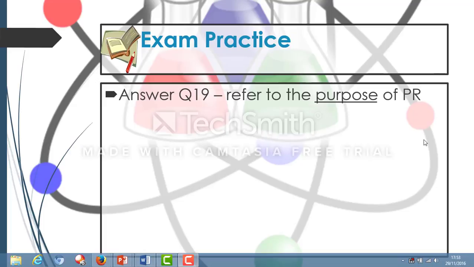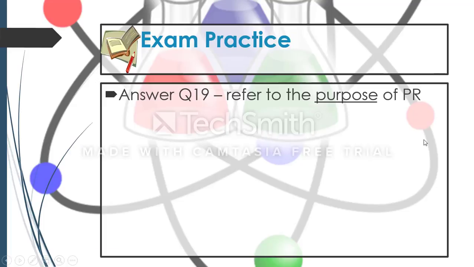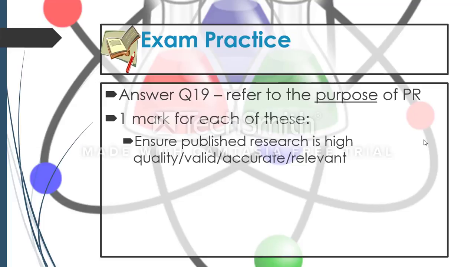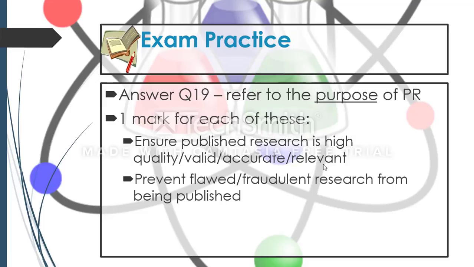Okay, so you can now mark your own answer based on these suggestions. First of all, give yourself 1 mark if you've included each of these purposes. 1 is to ensure that the research that gets published is of high quality, valid, accurate, relevant. You wouldn't necessarily need to include all of these terms at the end of the sentence here, but definitely I would include a couple of them. Another mark for saying it's to prevent flawed or fraudulent research from being published.